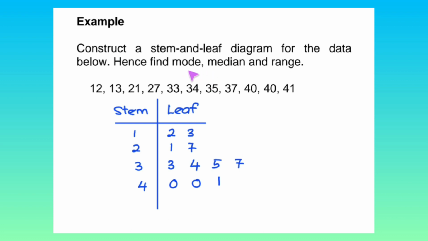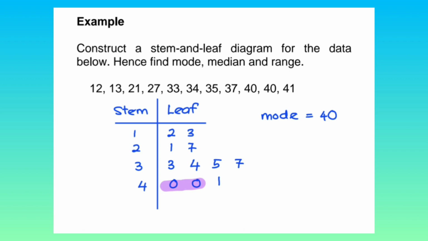Next we want to find the mode. What is mode? Mode is the number that occurs the most in the set of data. So from our stem and leaf diagram, can you identify what the mode is? Here we have 40 two times. So the mode is number 40.